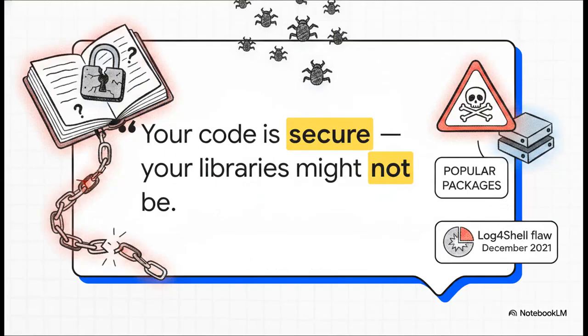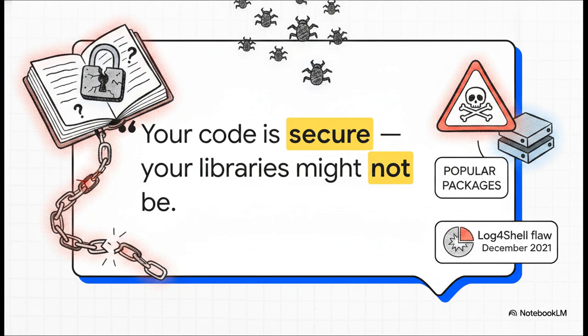But here's where things get really, really tricky. You could write flawless, totally secure code. You validate every input. But what if the libraries you're importing are a mess? This quote nails it. Your code is secure, your libraries might not be. Think back to December 2021.